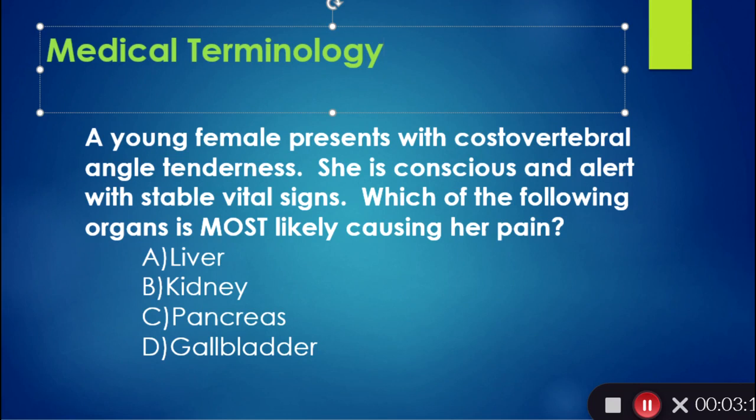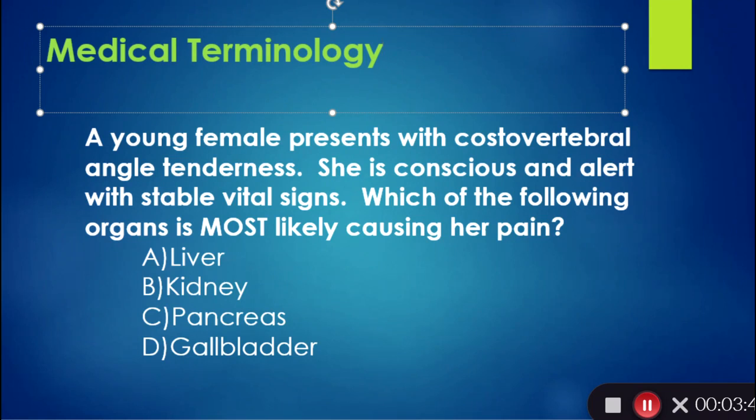Now, initially my response to this question might be, if it's talking about the ribs and the spine, this has to do with the spinal column or the skeletal structure. But if you look at the options we have, it's asking which of the following organs is most likely causing her pain. So the skeletal structure is not the answer here.